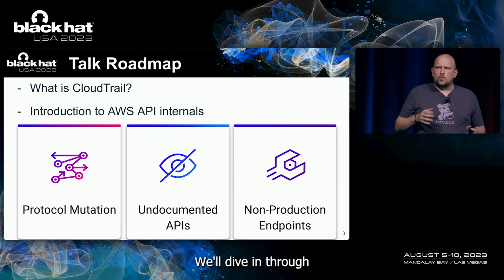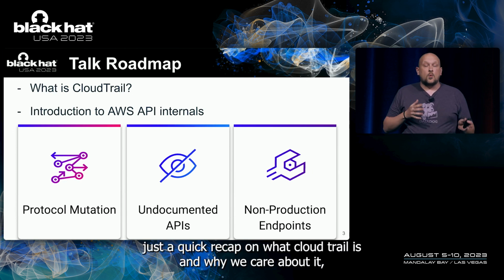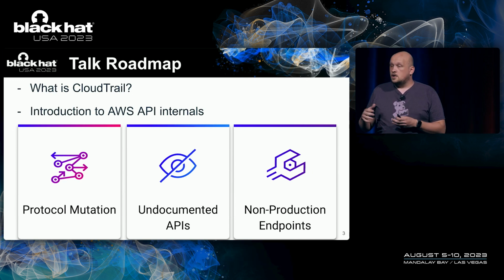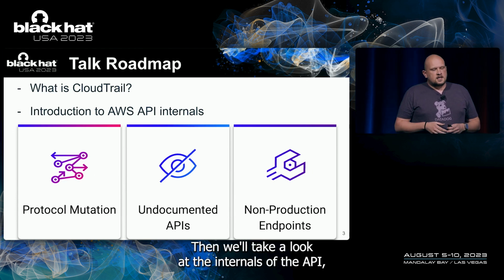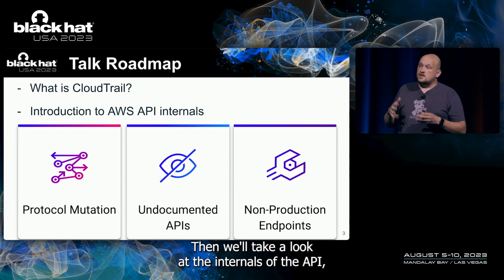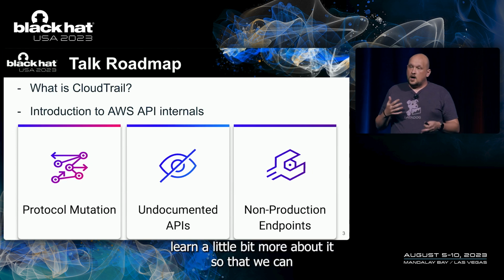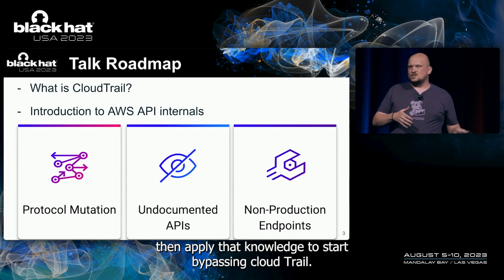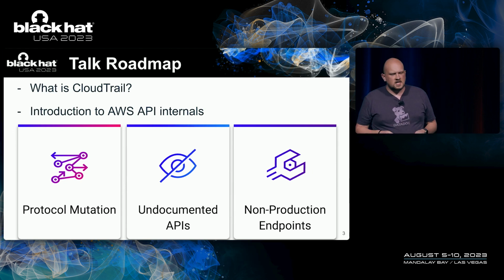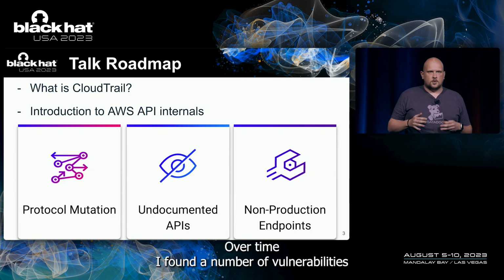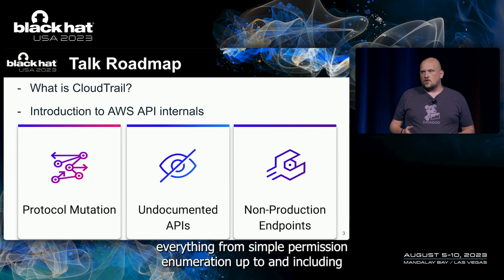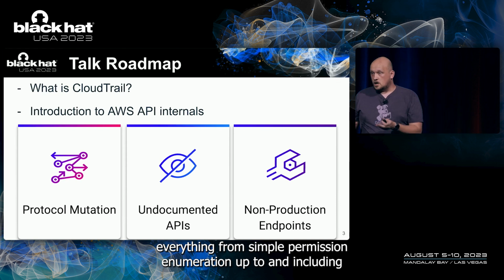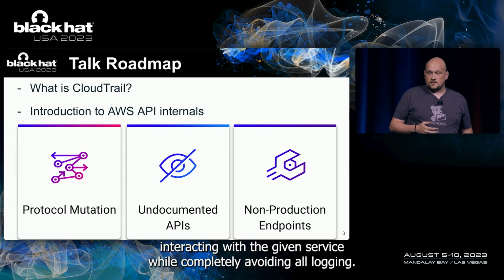In terms of content for this session, we have quite a lot to get through. We'll dive into just a quick recap on what CloudTrail is and why we care about it, both from a defensive perspective and an offensive one as well. Then we'll take a look at the internals of the AWS API, learn a little bit more about it, so that we can then apply that knowledge to start bypassing CloudTrail. Over time, I found a number of vulnerabilities that have allowed me to bypass CloudTrail in some way. Everything from simple permission enumeration up to and including interacting with a given service while completely avoiding all logging.